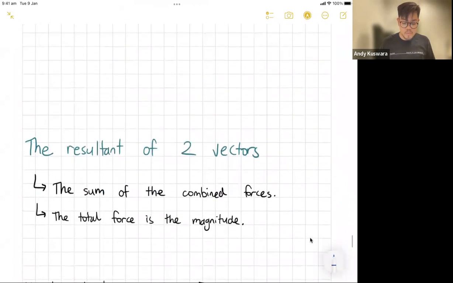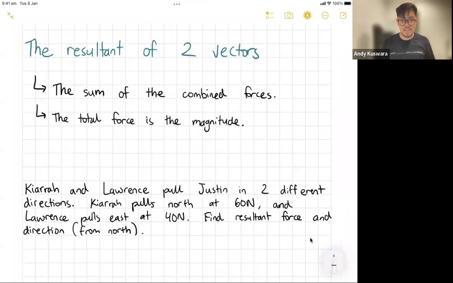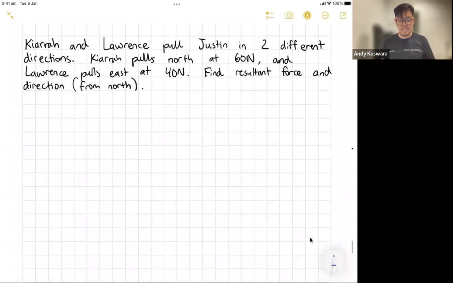Okay, now moving on, there's a couple more. There's something called the resultant of two vectors. It's just a fancy way to say what happens if we have two vectors happening at the same time. And very simply put, you're just going to sum them together, right? Which makes sense. If I've got two vectors that are pulling, we normally use this for force. So if we pull with a force in two different directions, it'll end up being the sum of those two forces, right? And if I want to find the total force, it'll be the magnitude.